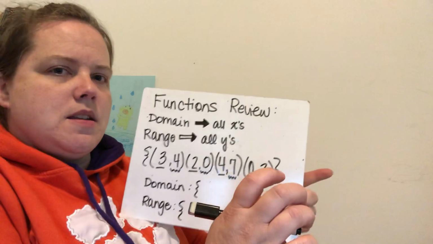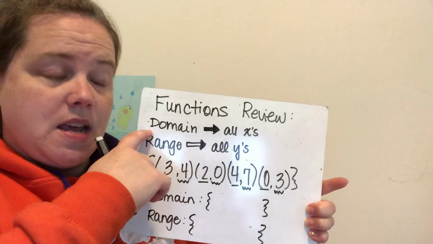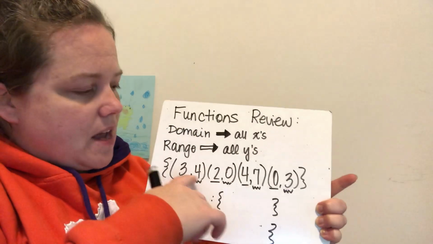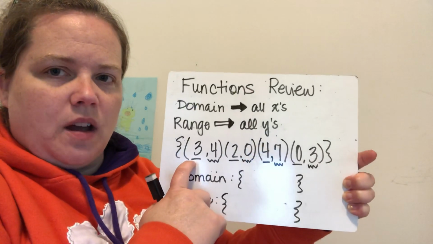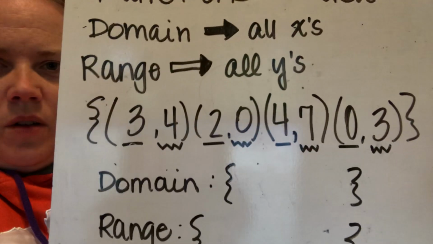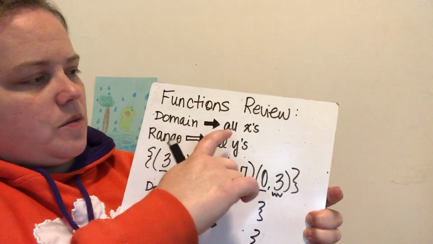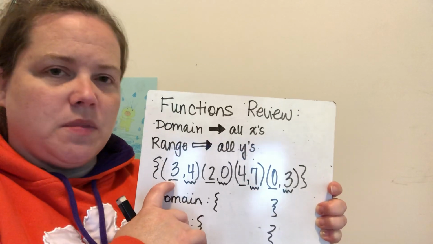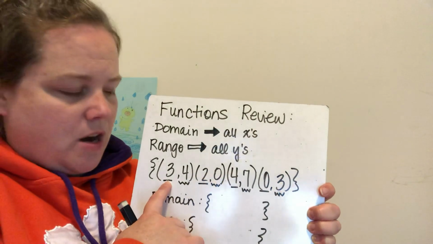But we're gonna do a quick functions review and talk about our domains. Our domain, excuse me, is all of our x's. So if we're looking at this set of ordered pairs, they're the ones that I've underlined with that straight underline, if you can see that, okay? So those are my x's. So domain is my x. It's what comes first in the ordered pairs. X comes before y in the alphabet, so it comes before y in my ordered pairs.